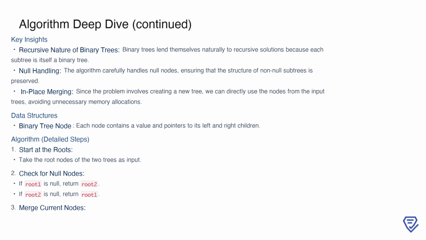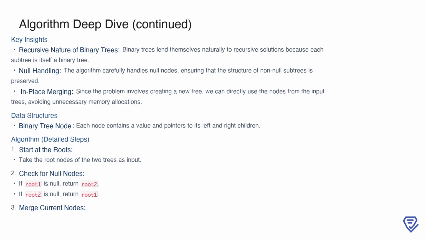Binary trees are inherently recursive in nature since each subtree is a binary tree itself. This makes recursion a natural fit for the algorithm. The approach carefully handles null nodes to ensure that non-null subtrees are preserved in the merged result. Additionally, the algorithm is efficient in terms of memory usage because it reuses nodes from the input trees rather than creating unnecessary copies.